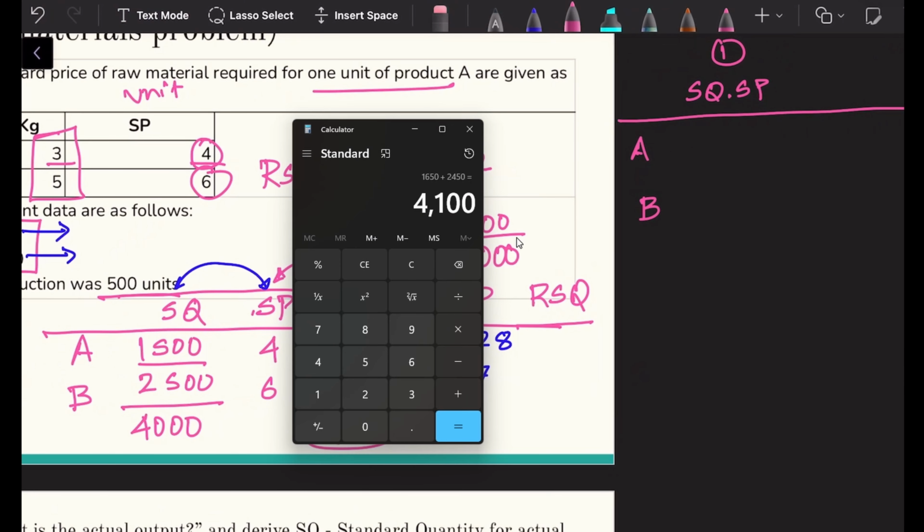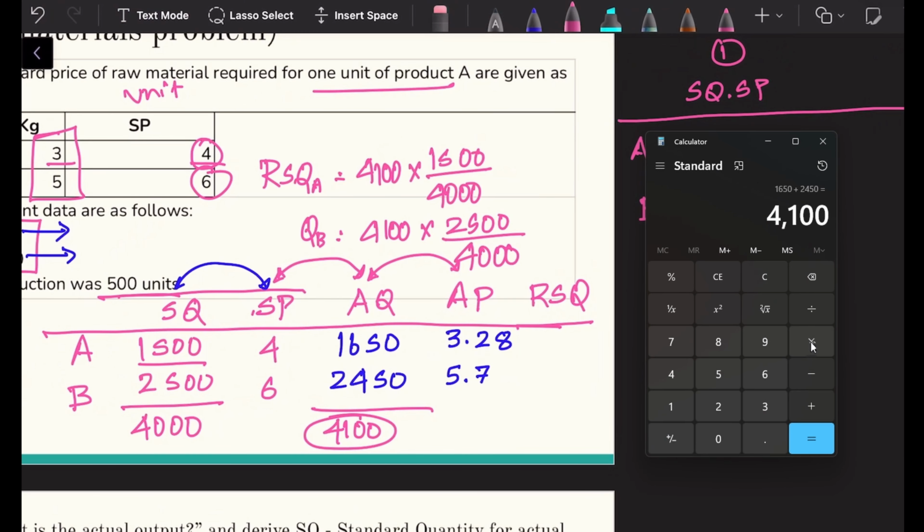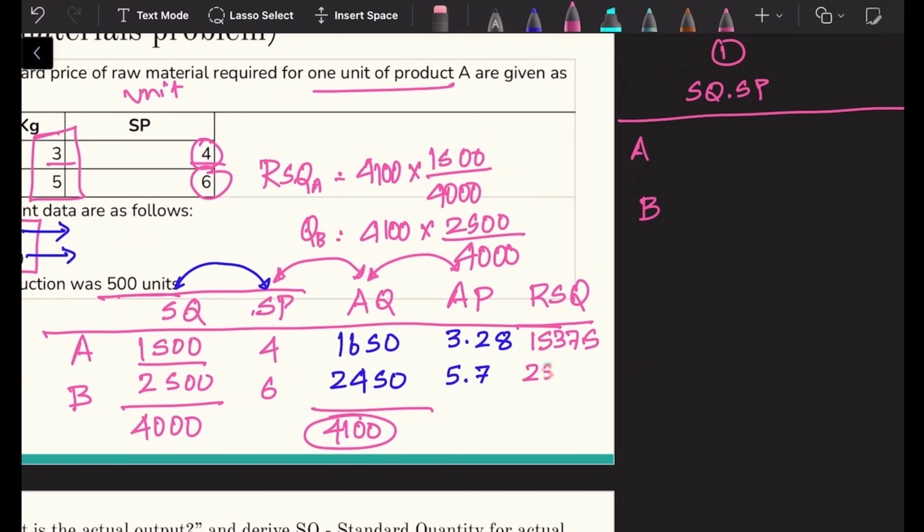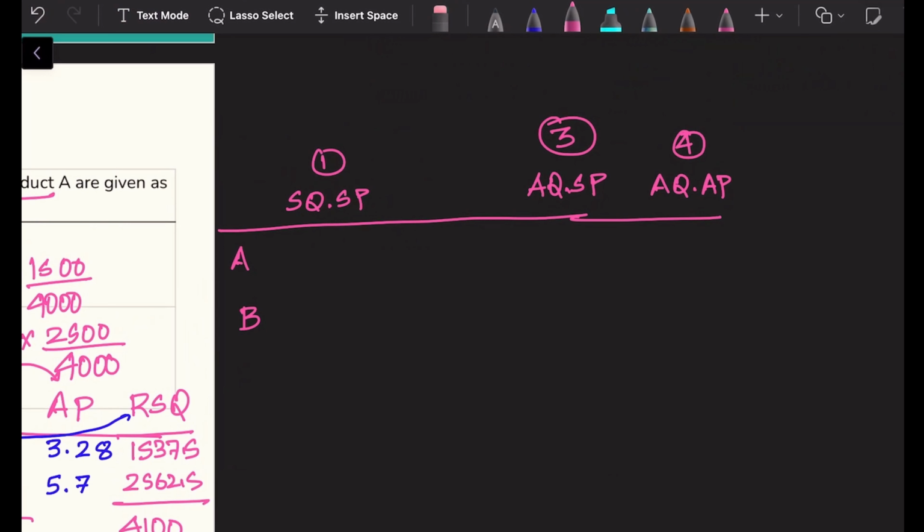So I'll calculate these values. 4,100 into 1,500 divided by 4,000, 1537.5. Then 4,100 into 2,500 divided by 4,000, 2562.5. This total should match with actual quantity. What we are doing? We are just adjusting the ratio, that's all. Now I have my 5th factor. So I will multiply this with standard price. So this is my 2nd factor in the table. So this is RSQ into SP.